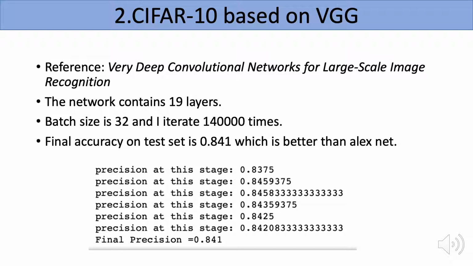So let's move on to the second part, CIFAR-10 based on VGG. The reference is Very Deep Convolutional Networks for Large-Scale Image Recognition. Based on this thesis, I designed a network containing 19 layers, and the batch size is 32, and I iterated 140,000 times. The final accuracy on the test set is 0.841, which is better than AlexNet, and for homework 3, I only got 70% accuracy.